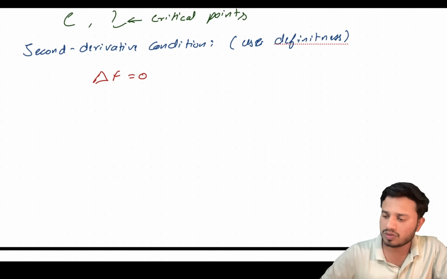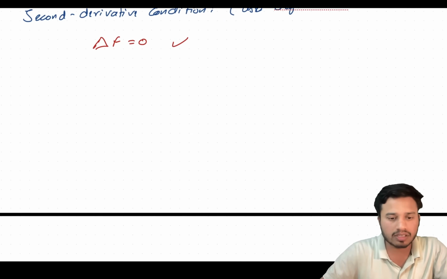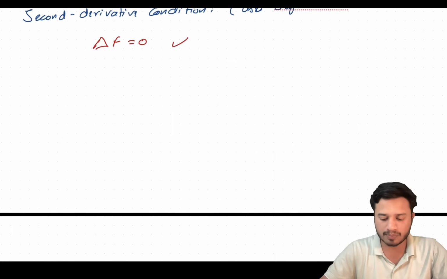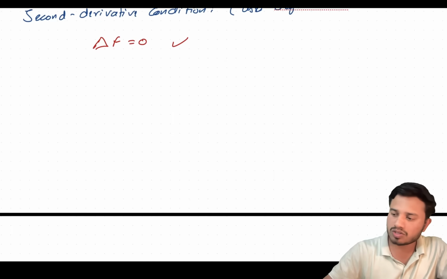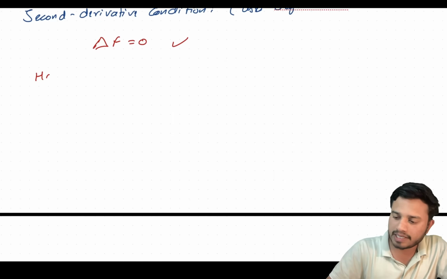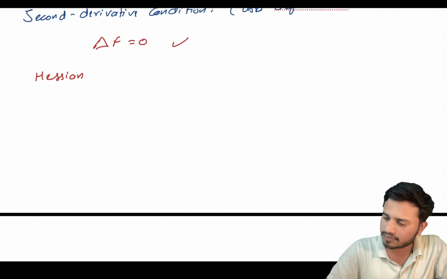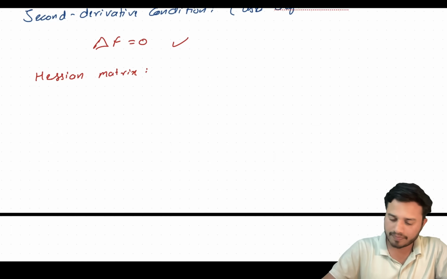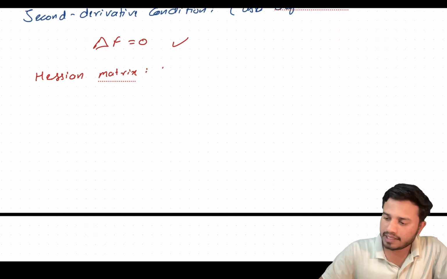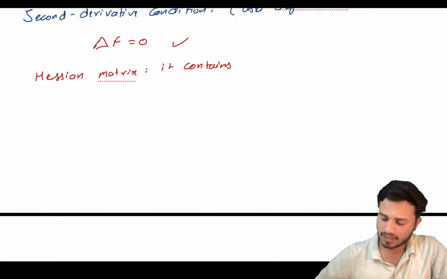You found the critical points. Now you have to check whether it is a point of maxima or a point of minima. So we will use a matrix, the Hessian matrix, which contains the second derivatives.